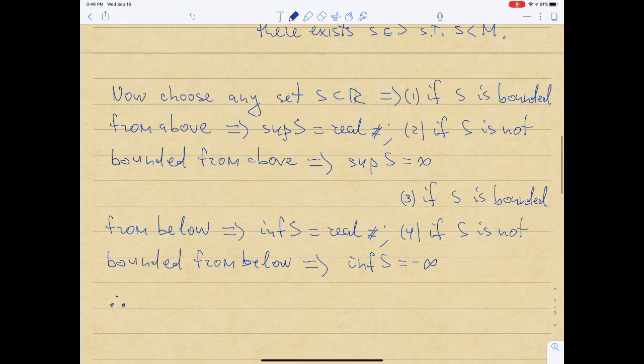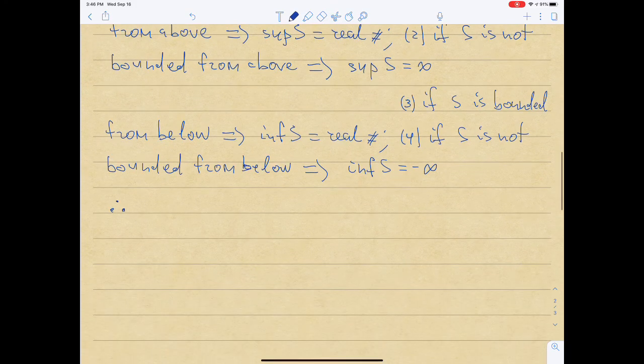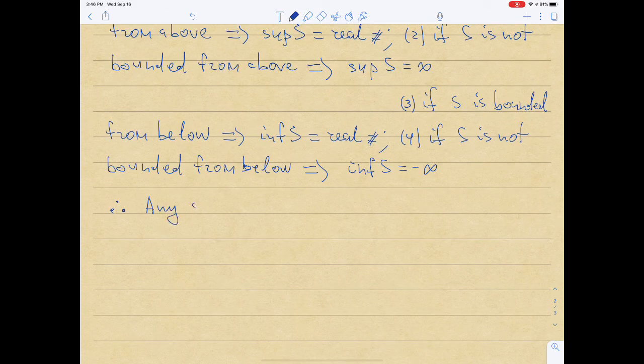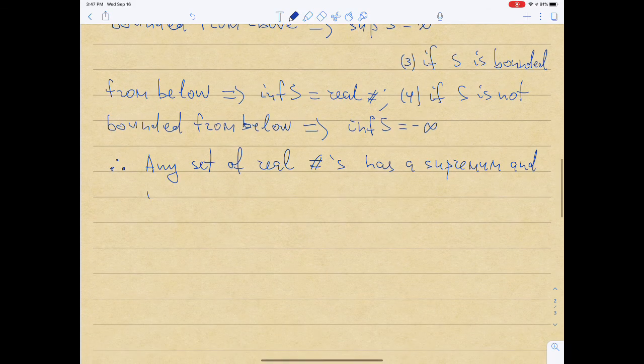Well, every set is either bounded from above or not bounded from above, bounded from below or not bounded from below. So that means that any set of real numbers is going to have a supremum and infimum, which both of these numbers can be either a real number or plus or minus infinity.